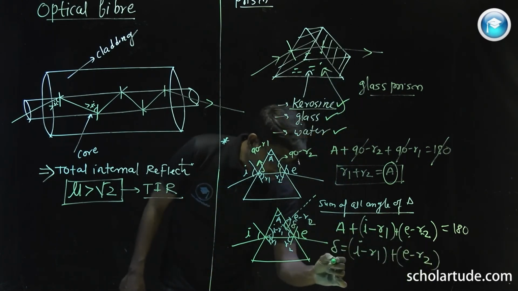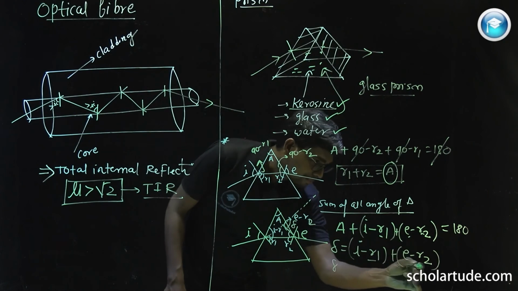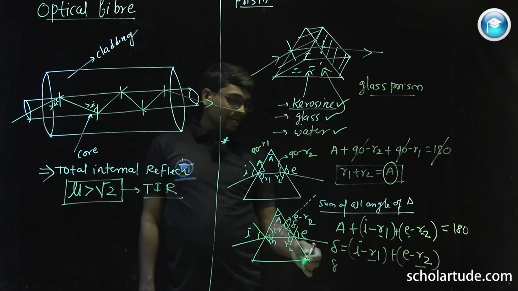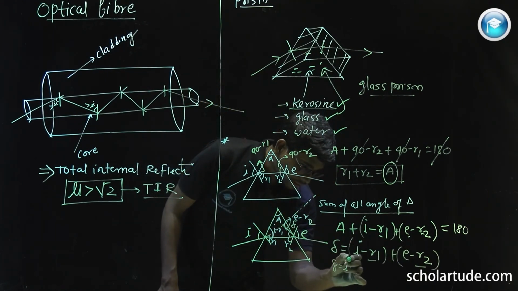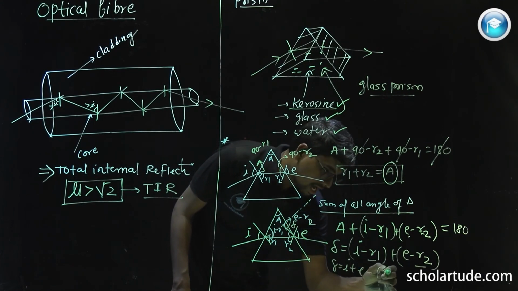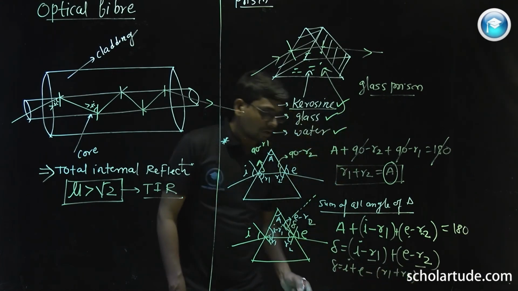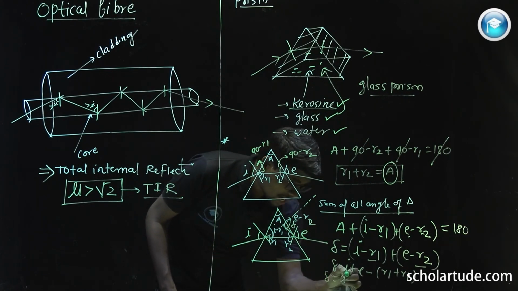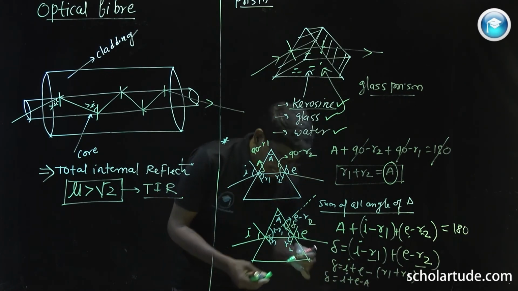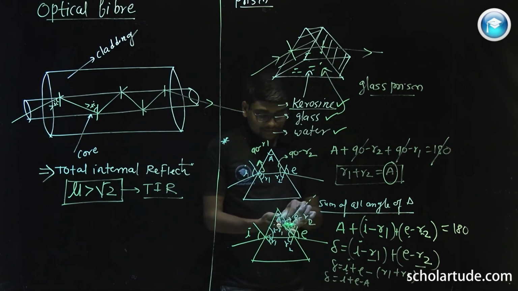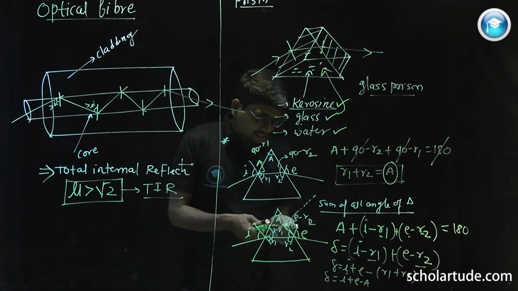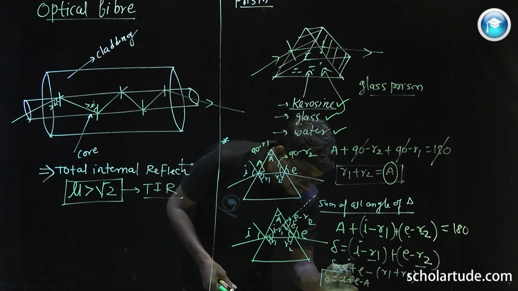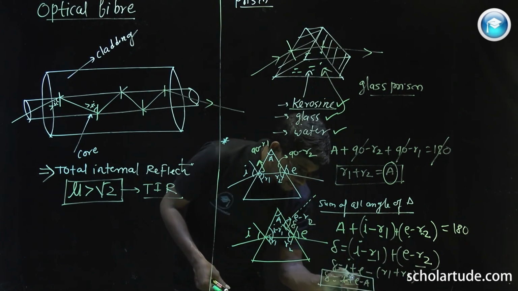So from this you can say R1 plus R2 is called A. So I plus E minus R1 plus R2. So what would be the answer? See this, delta equals I plus E minus A. So it is the important derivation. Remember this. What is the formula for deviation? Deviation is equal to I plus E minus A.